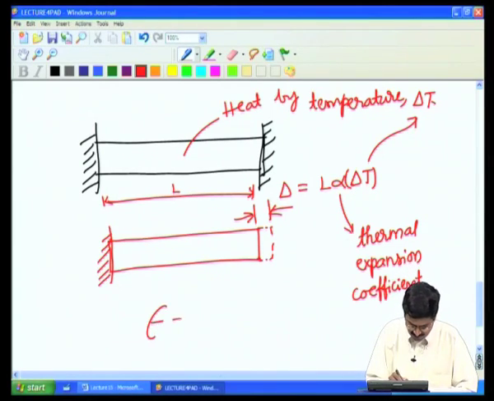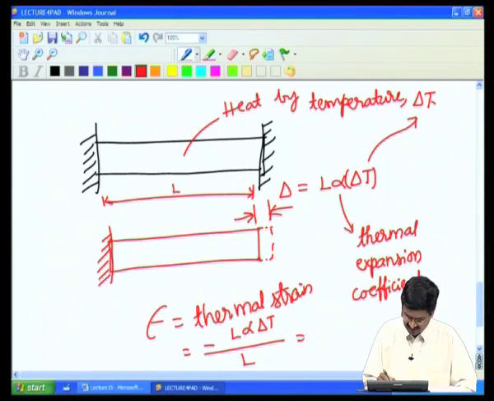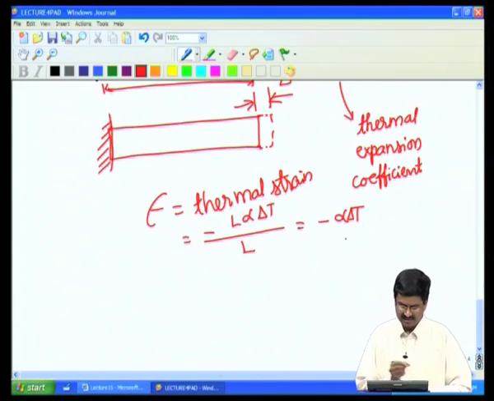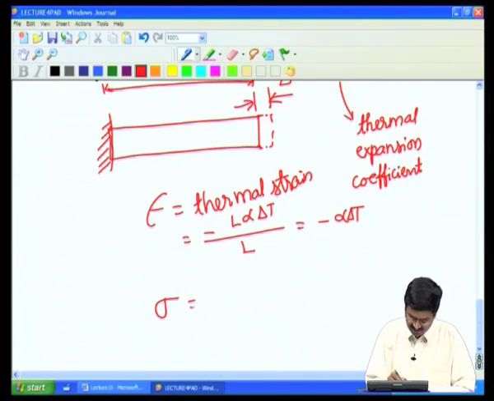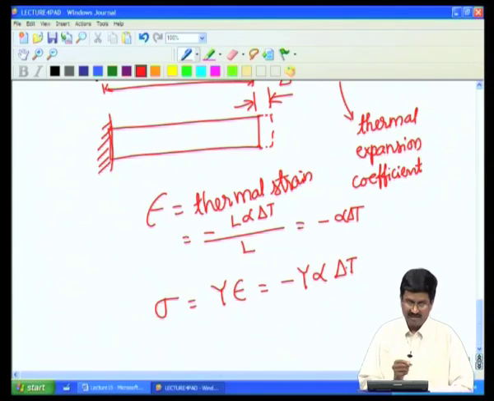That strain, which we will call thermal strain, in this case has to be negative L alpha delta T, that is a change in length divided by the original length, which is L, which will be minus alpha delta T. Alpha is the thermal expansion coefficient multiplied by the change in temperature. This is the thermal strain. Thermal stress will be what we have written earlier, Young's modulus times the strain, which in this case is going to be minus Y alpha delta T. That will be the thermal stress.